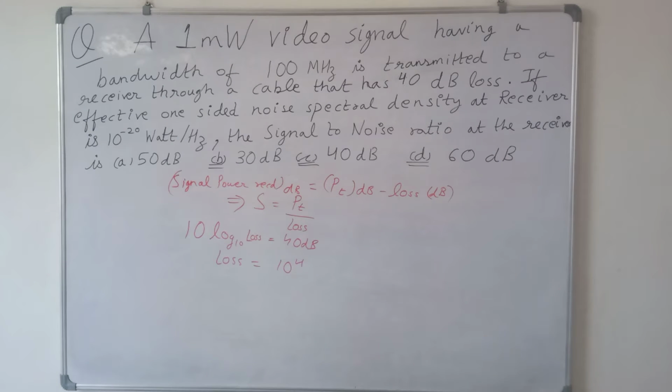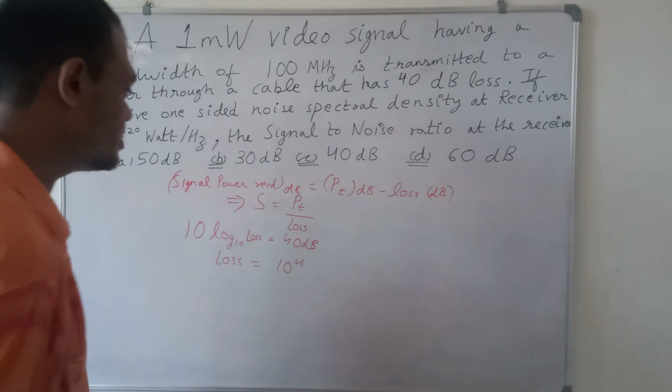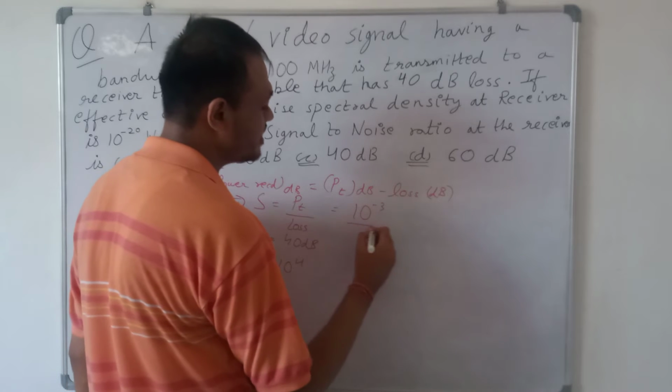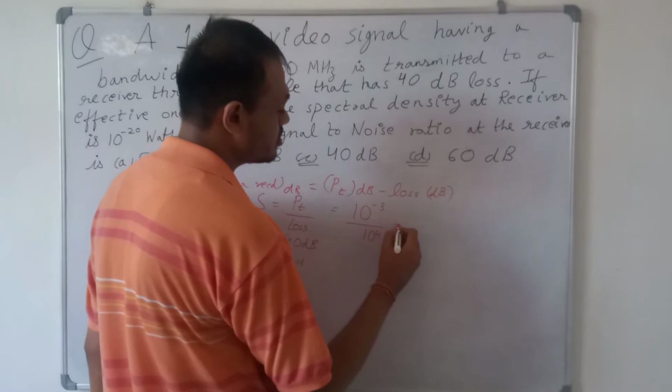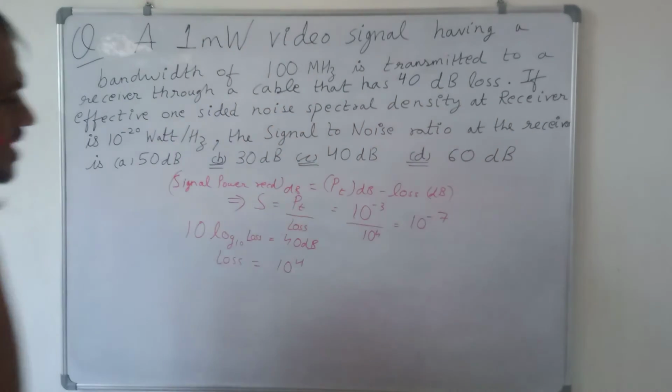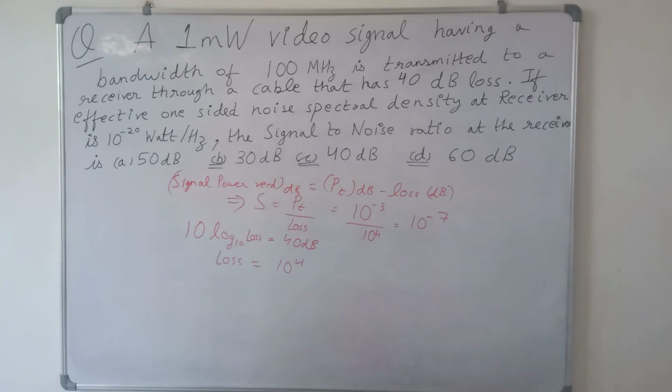So loss is equal to 10 to the power 4 and power transmitted is 1 milliwatt. So this is equal to 10 to the power minus 3 upon 10 to the power 4. So this is equal to 10 to the power minus 7. So the signal power is 10 to the power minus 7.